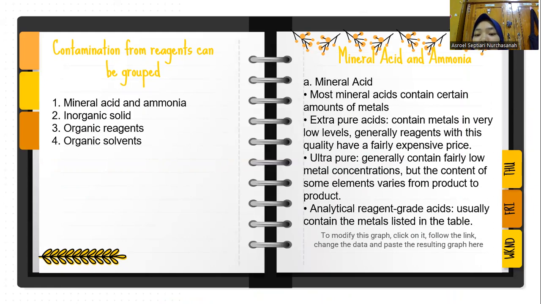Generally, reagents with this quality have a fairly expensive price. Ultra pure acids generally contain very low metal concentrations, but the contents of some elements vary from product to product. Analytical reagent grade acid usually contains the metals listed in the table.